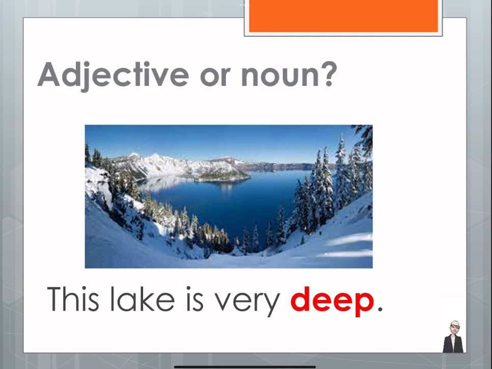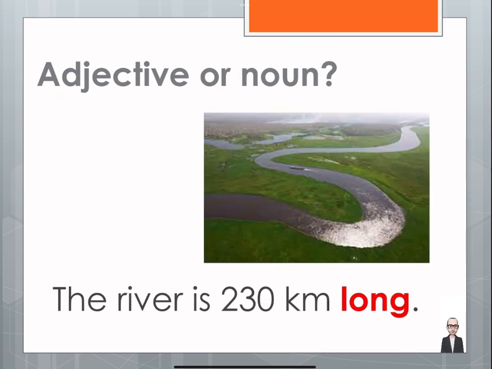So, in the next couple of slides, you will see one sentence at the bottom of your screens, and the word that we are focusing on is highlighted in red. So here we've got the first one, this lake is very deep. Is deep an adjective or a noun? We can ask ourselves the question, what is the lake like? And we will say it is deep. If the question is what is it like, then we are talking about an adjective. Okay, so deep is an adjective.